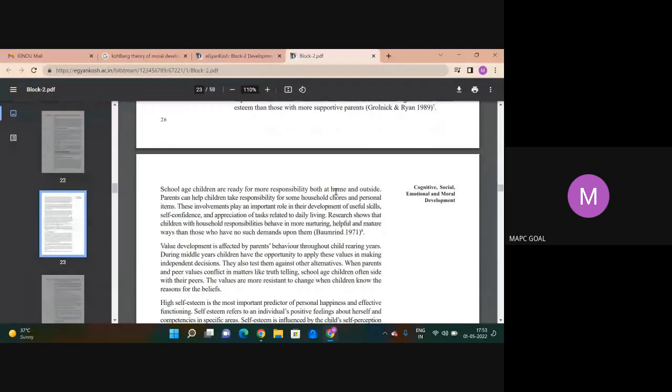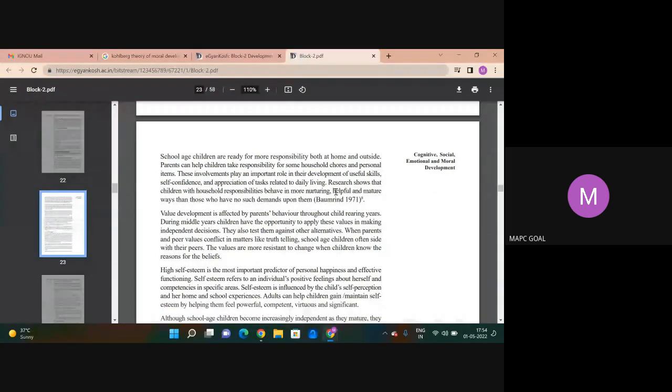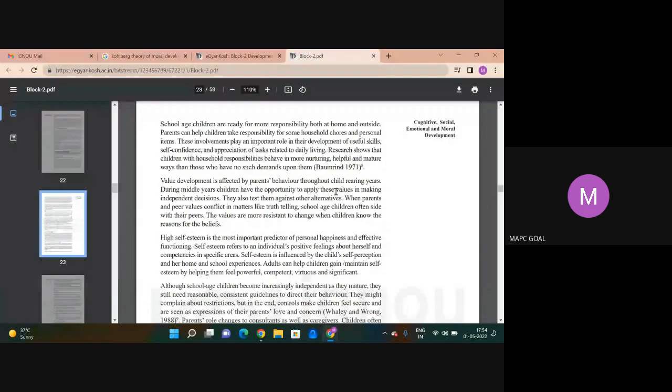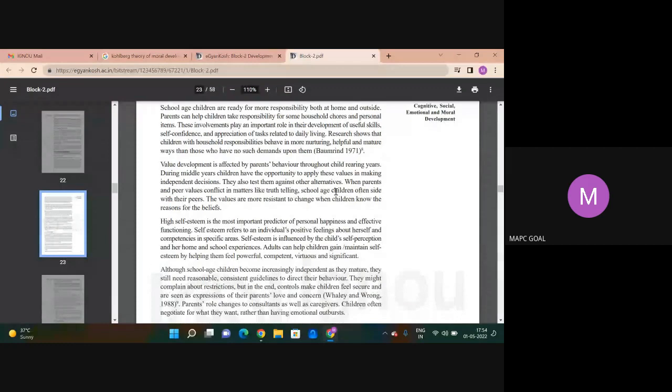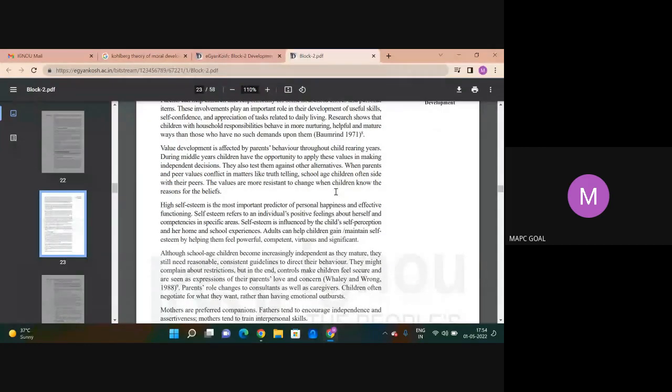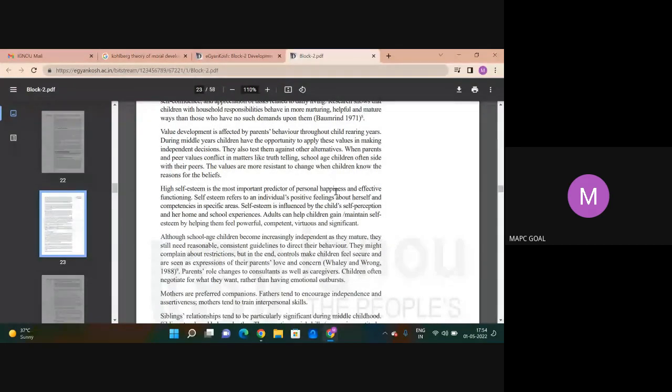And another research by Bombrick, 1971, shows that children with household responsibilities behave in more nurturing, helpful, and mature ways than those who have no such demands upon them. It's a kind of research, not what I'm saying. So it creates self-confidence and self-esteem, and they learn how to behave properly in a certain situation. So their self-esteem is also built.